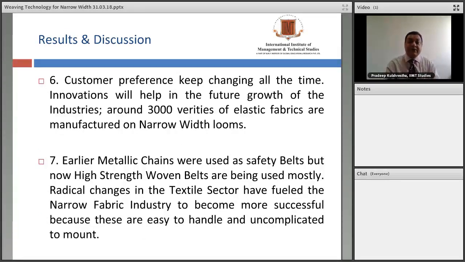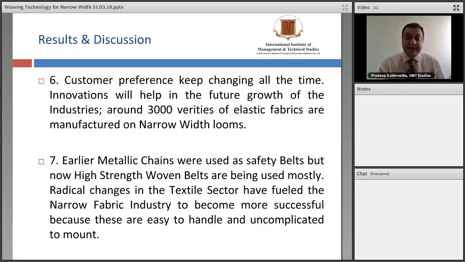Nowadays, customer preferences keep changing all the time. Innovations will help in the future growth of the industries. Around 3,000 varieties of elastic fabrics are manufactured on narrow width looms. What is happening? Earlier, there was no importance of fashion, but now people have more taste.